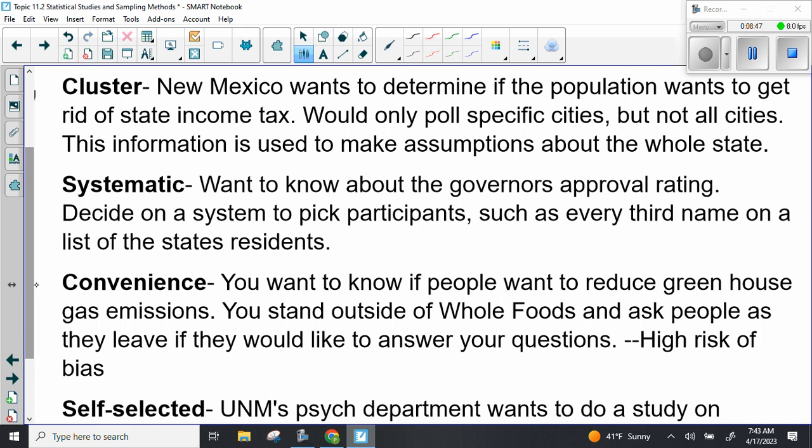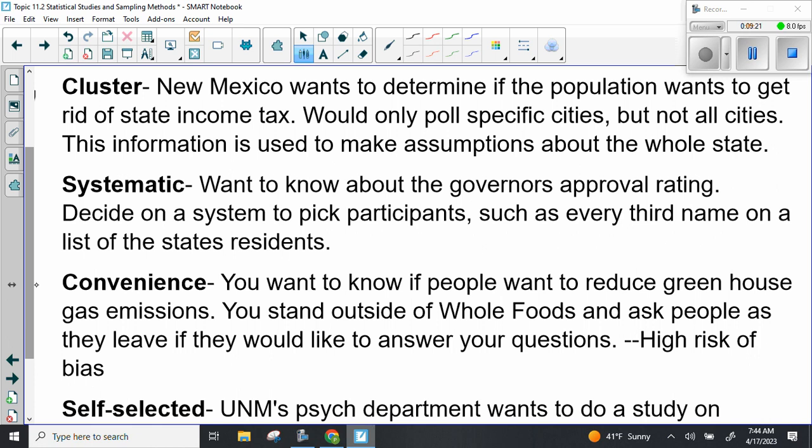For instance, in this example, this person wants to know if people want to reduce greenhouse gas emissions and is standing outside of Whole Foods. What do you think? Those responses are probably going to be biased in the direction of favoring reducing greenhouse gases because this person's out in front of Whole Foods, right? They're not getting a representative portion of the population. They're just getting people from Whole Foods. So that's why convenience samples are normally highly biased.